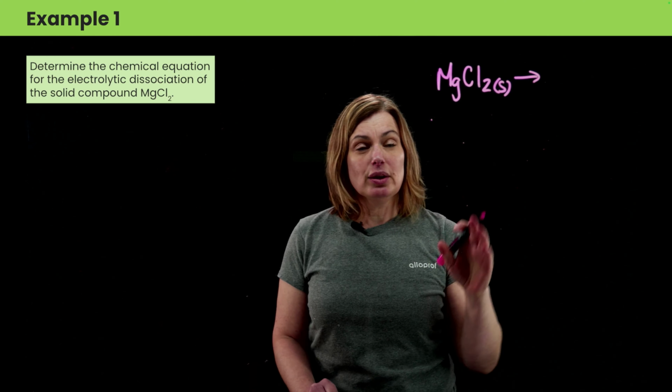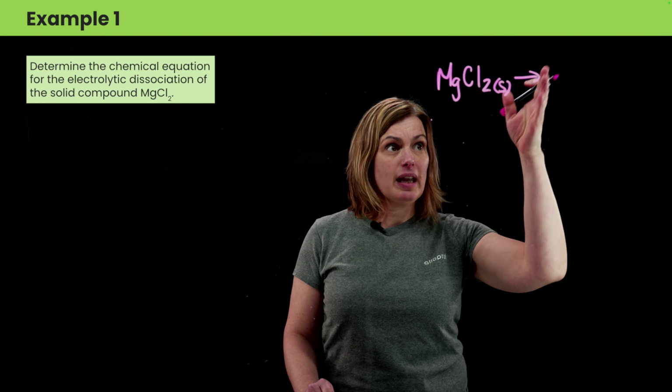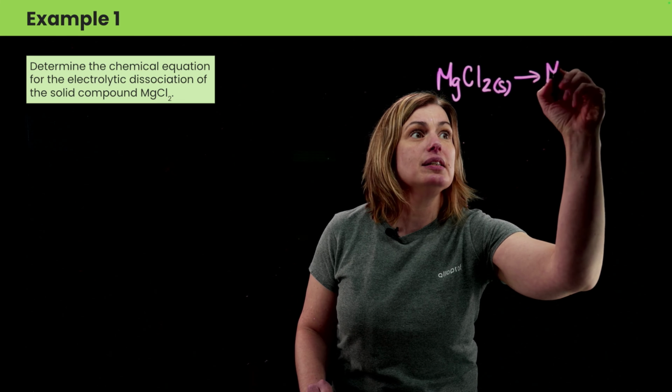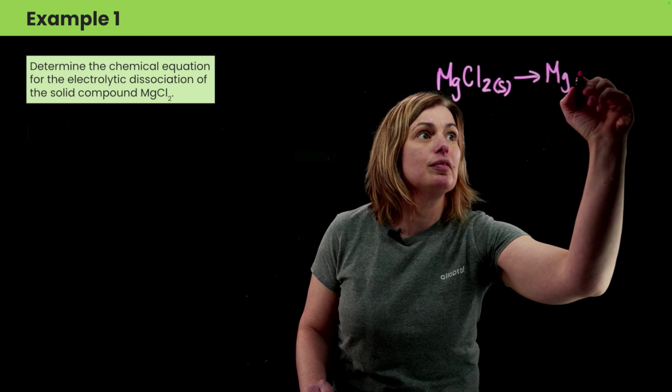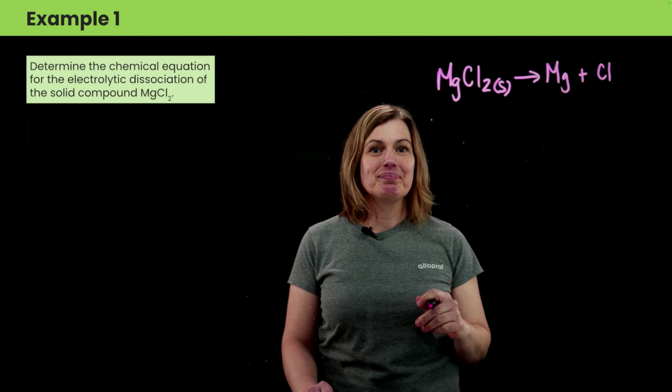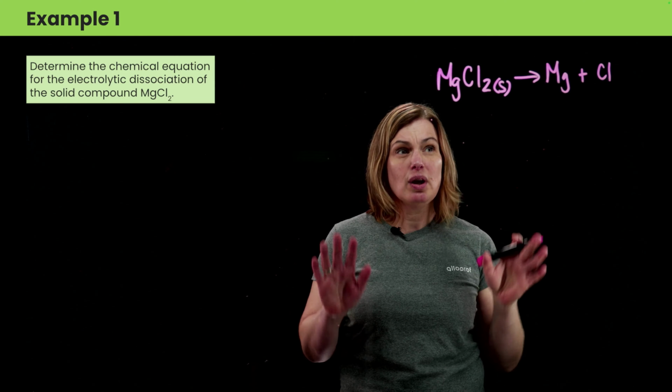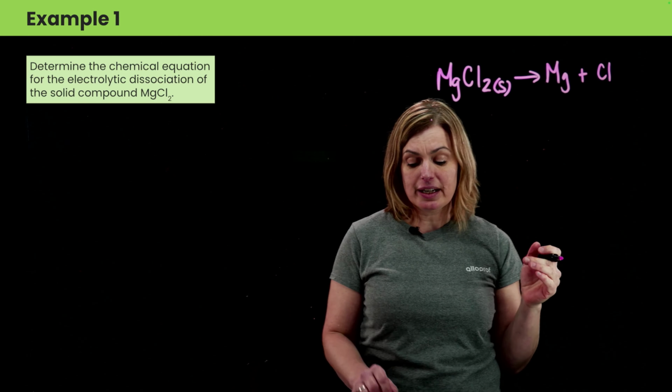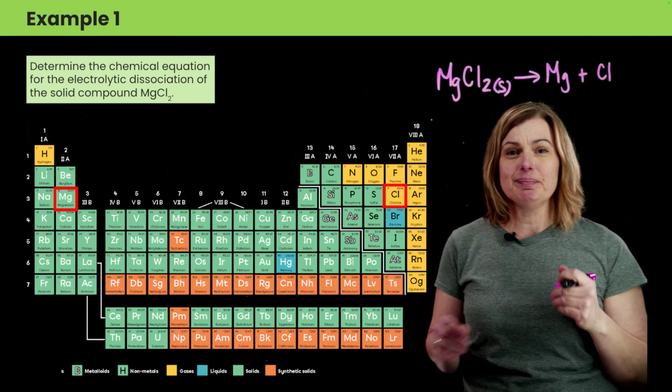Next, I put in my arrow, and to the right of that, I'm going to put in my cation and anion. So I have magnesium, and I have my chlorine. All right, I'm going to have to figure out the charges now on my cation and on my anion. So I'm going to take a look at the periodic table.